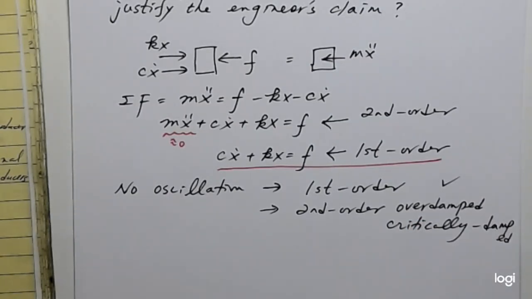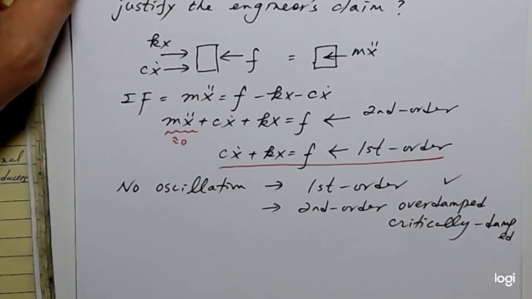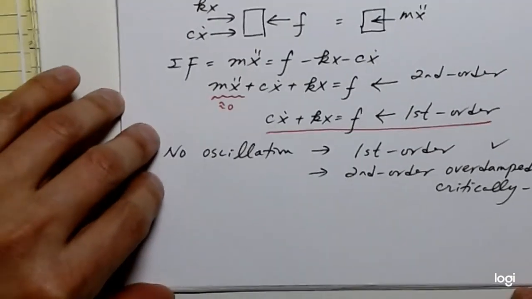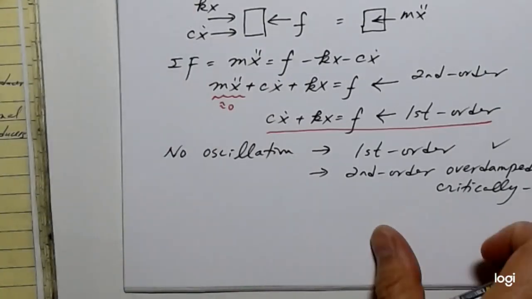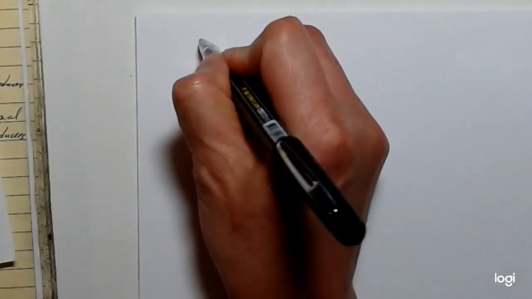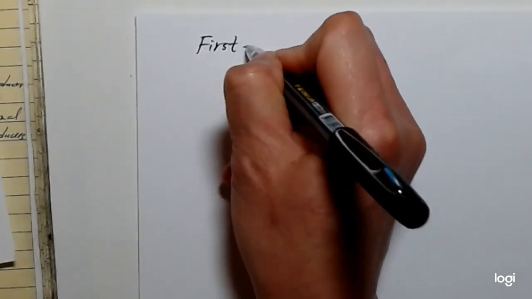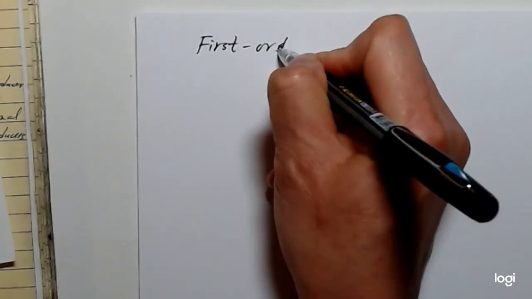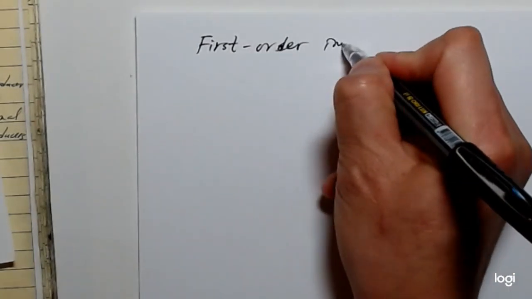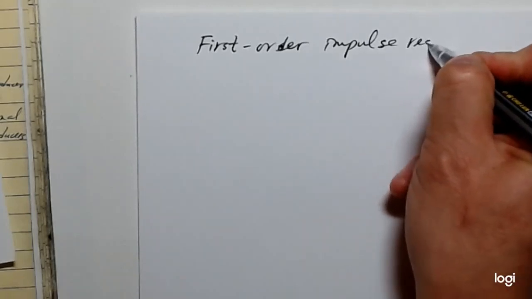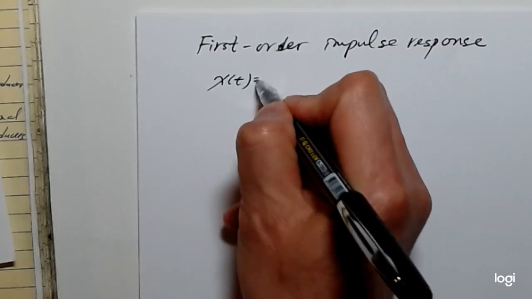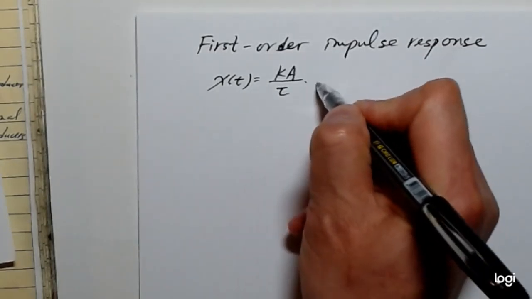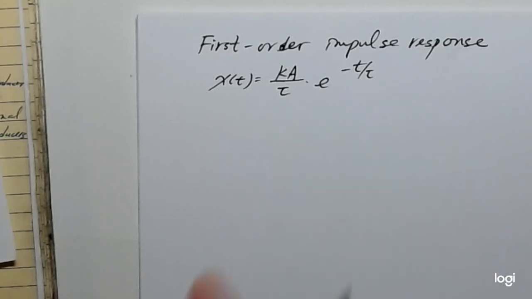So how do we justify that? Okay, so let's take a look back at the first order response one more time. First order impulse response. You can pull out the equation sheet. It should be A over tau e to the minus t over tau. So it's this.